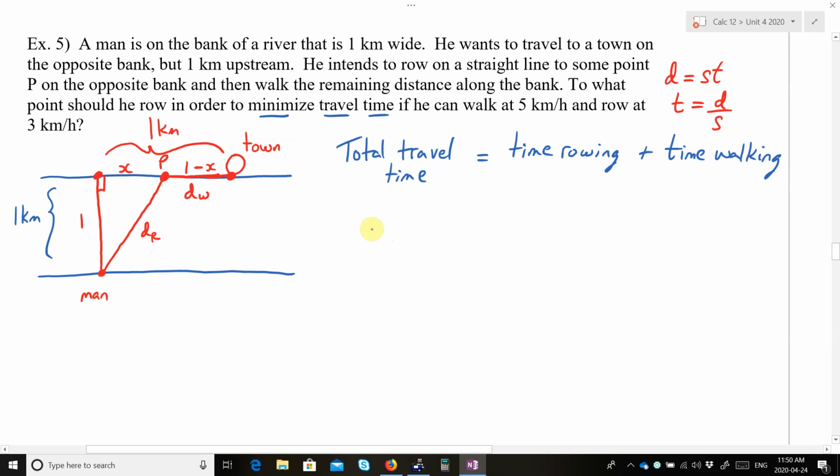Okay, so in symbols, we can call this capital T, and we can say his time it takes to row across is T subscript R. Add that to the time it takes for him to walk the rest of the way to the town, T subscript W.